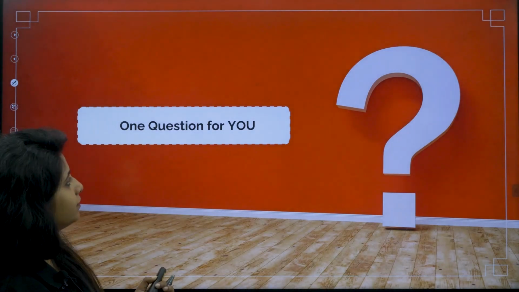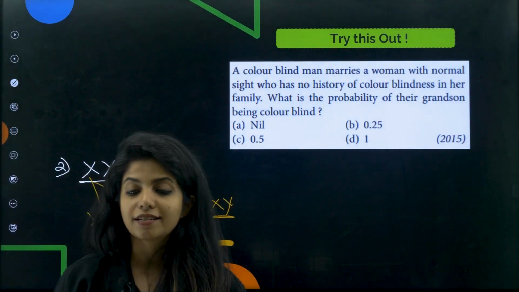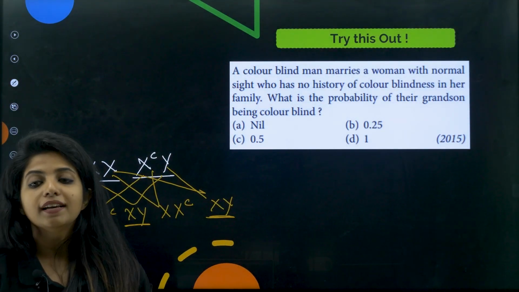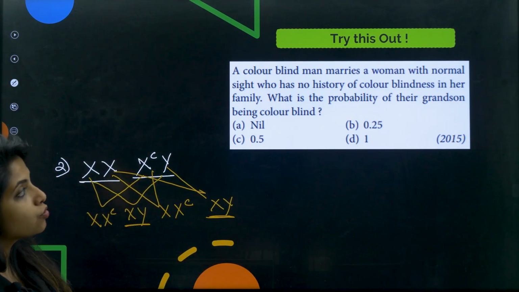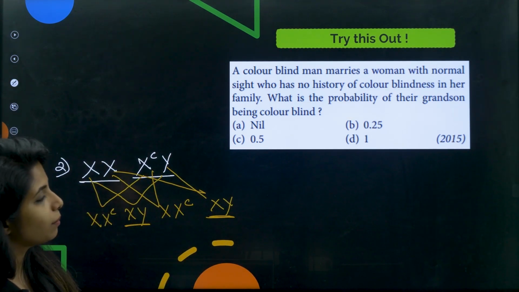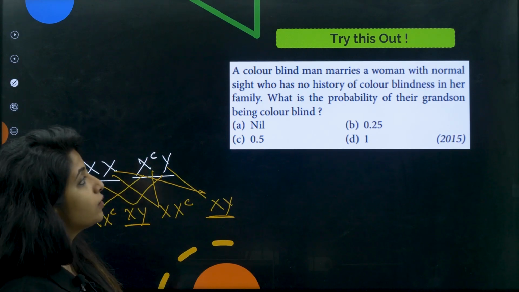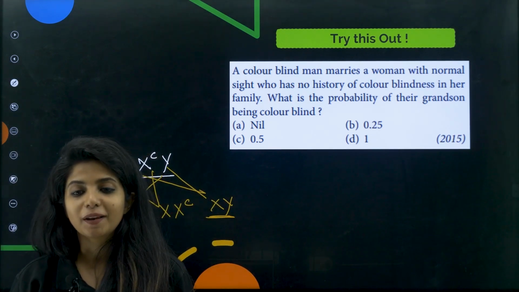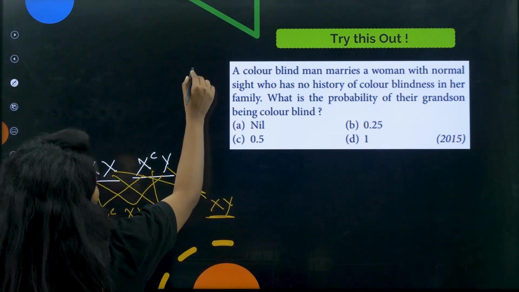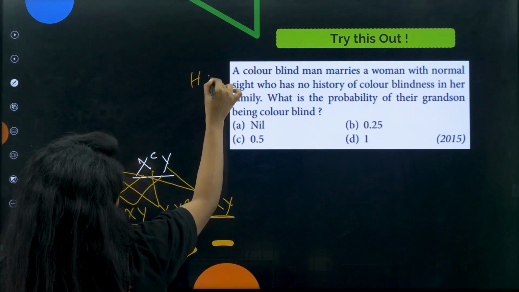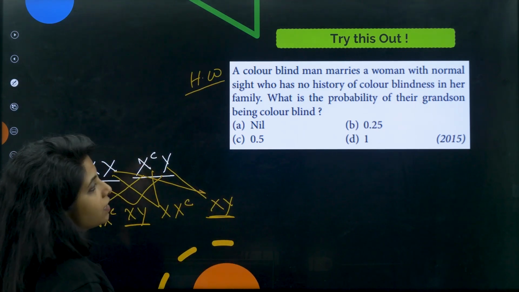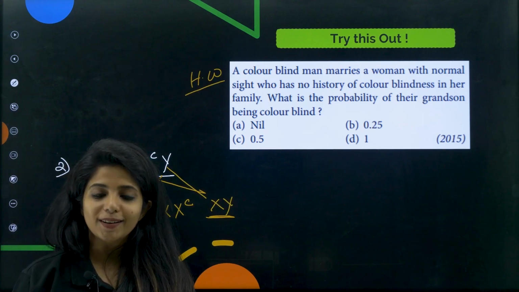Now, one question for my dear little champions is the homework question that I have. A colorblind man marries a woman with normal sight who has no history of color blindness in her family. What is the probability of their grandson being colorblind? This is the homework question. If you have solved it successfully, do let me know. I'll be really happy to see that.